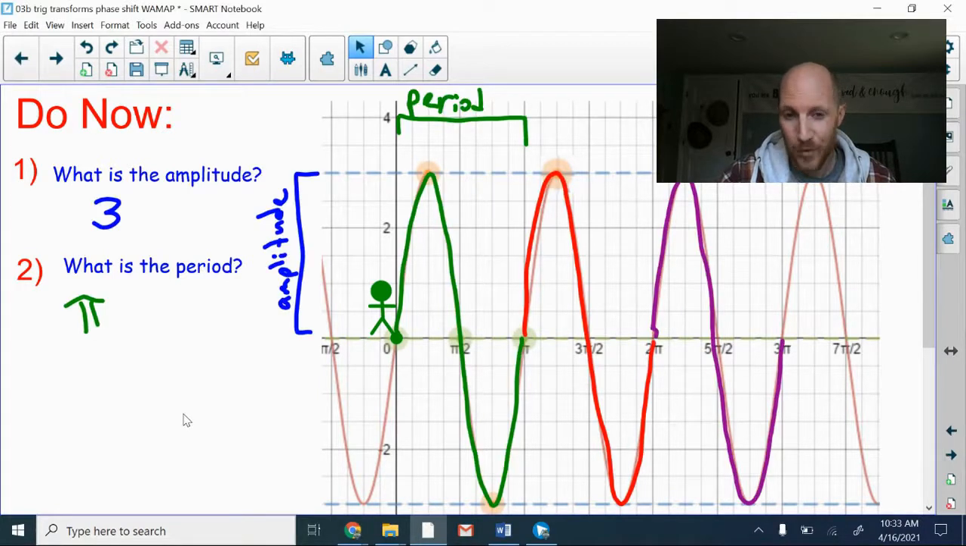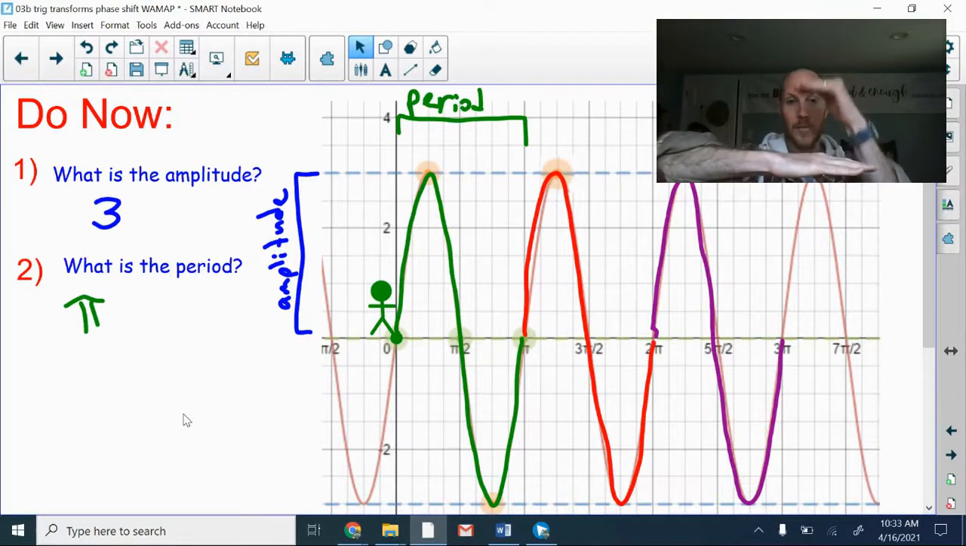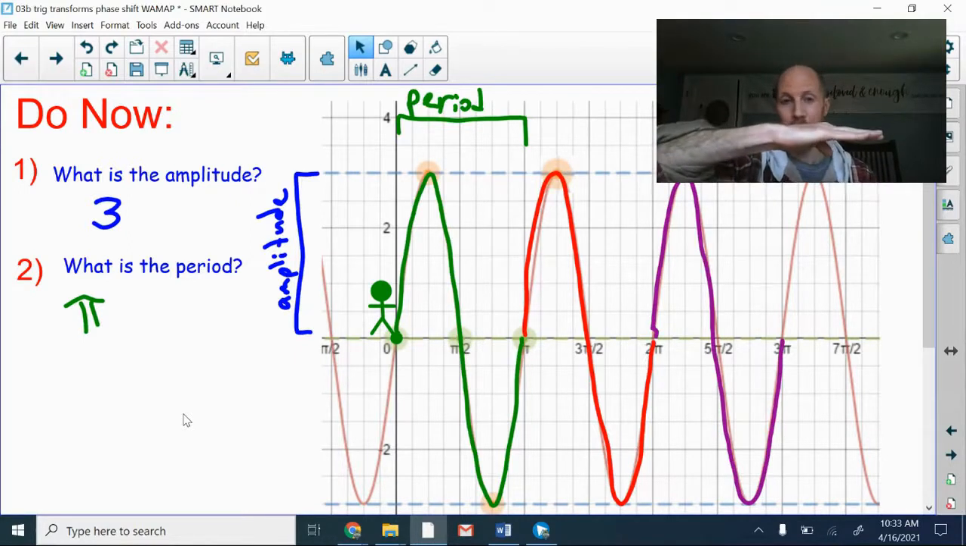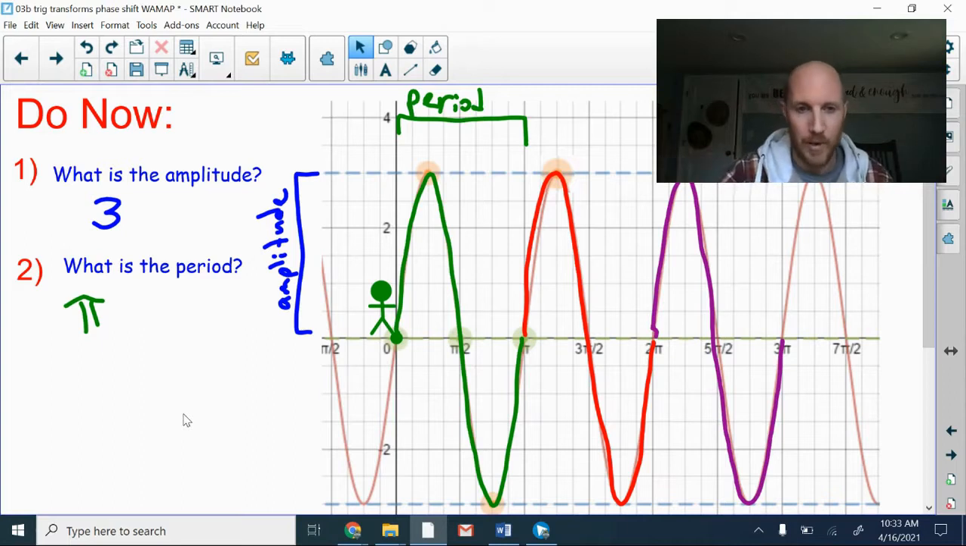Okay, well, first of all, the amplitude. So the amplitude is measured from the midline up to the maximum, to the top of the hill, or from the midline down to the bottom of the valley. So the midline is right across the x-axis. So how far up does the hilltop go? It's not actually labeled on there, but it's right between the 2 and the 4. So 3. Amplitude is 3.